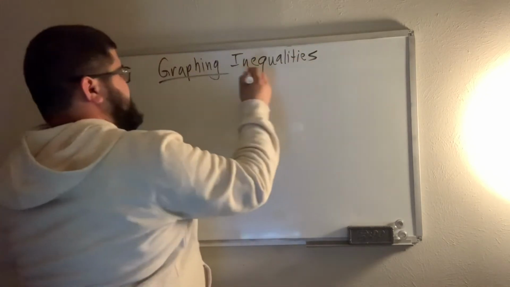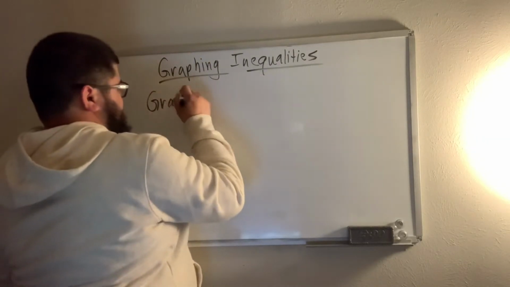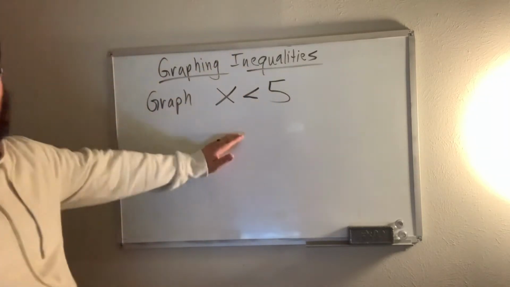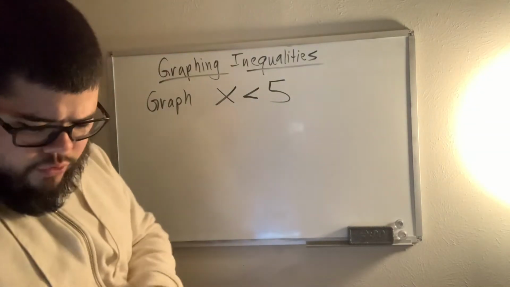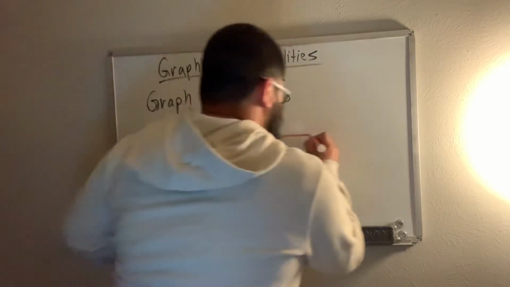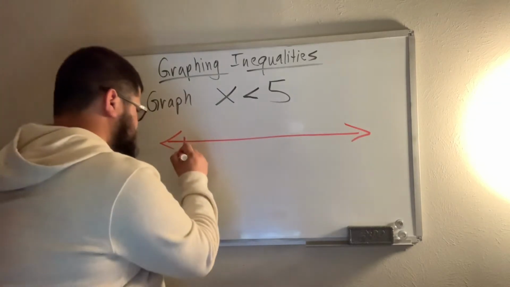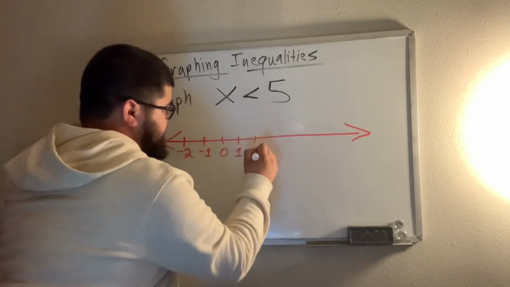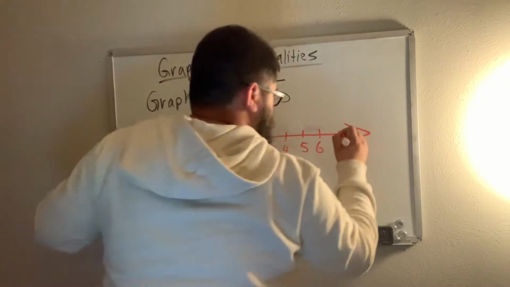All right, graphing inequality. Now, the first inequality that we're going to graph is x less than 5. Okay, graph x less than 5. That's the first inequality we're going to graph. Now, we're going to draw a number line. And we're going to start off at -2. Go to -1, 0, 1, 2, 3, 4, 5, 6, 7.